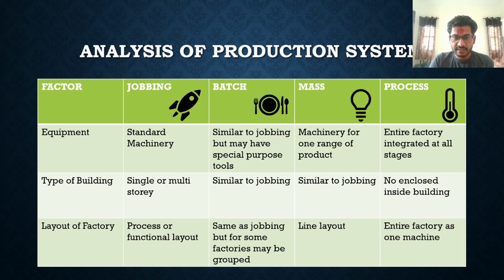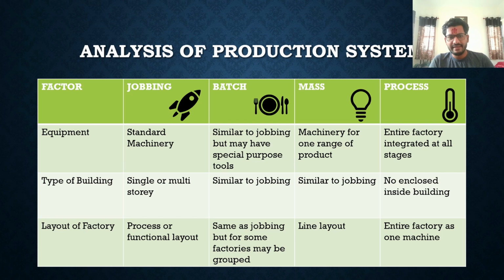So we need standard machinery. We need standard machinery for jobbing. For batching, it is similar to jobbing. We need standard machinery, but may also need special purpose tools. When we talk about the masses, machinery for one range of product. When we talk about the processes, the entire factory is integrated at all the stages, right? So this is about the equipment.